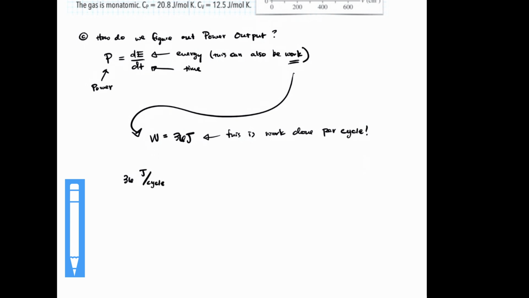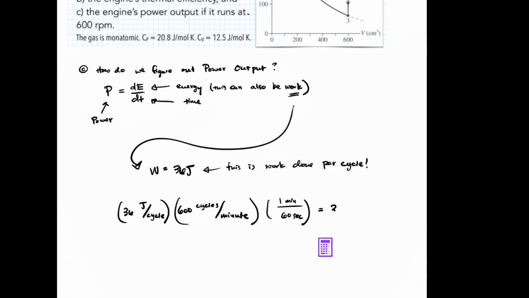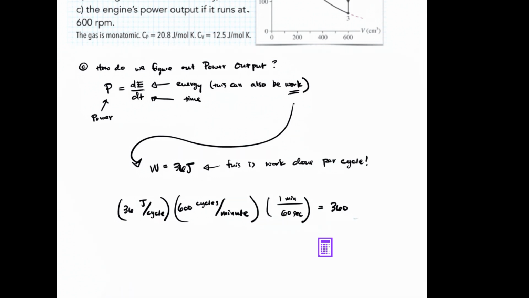This is just a unit conversion now. We have 600 cycles essentially per minute, but of course we want our power in seconds, so we're going to have to do a unit conversion, and we know how many seconds are in a minute, so that's good. We know that for every 1 minute we have 60 seconds. And so we're going to do the math here. And this should give us 360 joules per second. But of course, if we're dealing with power, that's actually in watts. A joule per second is a watt. So 360 watts.